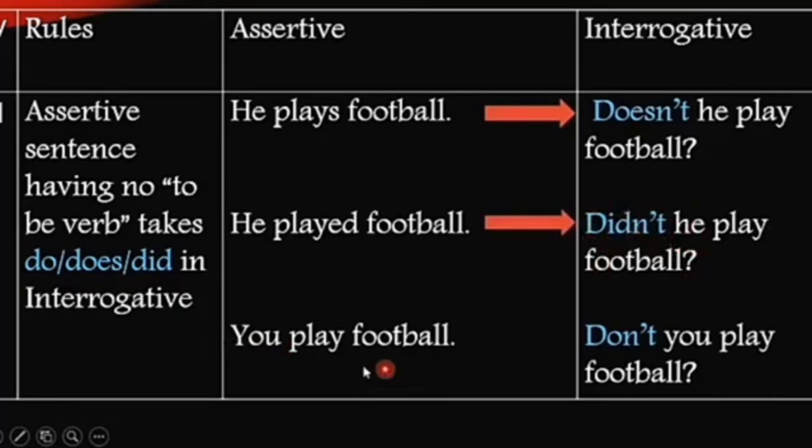Last one, you play football. Check out the subject here. The subject is second person and the tense is present tense. So we are going to take do instead of does, because does is taken by the subject which is third person and singular. So we are taking do and adding not with it. Don't you play football?